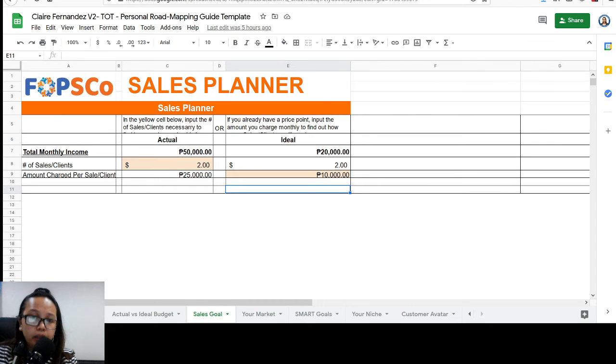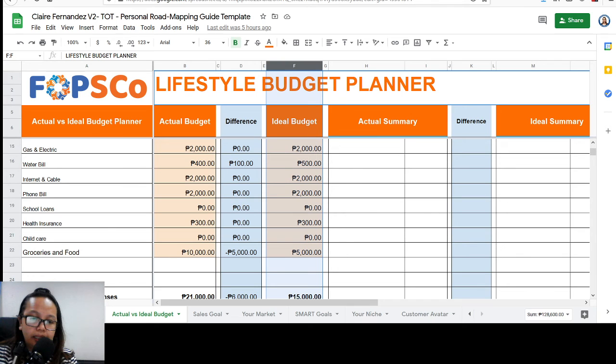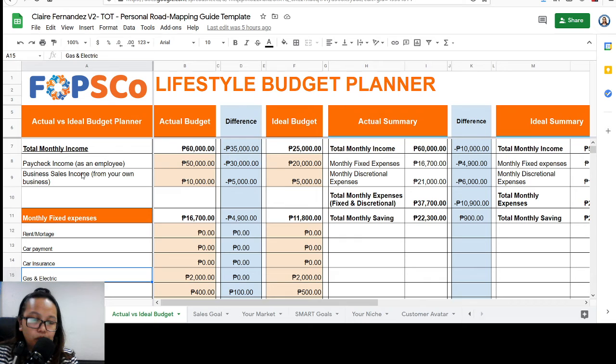So for tab 4, we have this one. This is the sales planner as mentioned earlier. Okay, so we'll now continue. Let's go to the actual versus ideal budget. Here, these are the categories or the listing. To start with, we have to check our total monthly income, the paycheck income as an employee, then business sales income from your own business. For example, if I'm paid 50,000 per month and for my business I have 10,000 per month, it's a total of 60,000 pesos.